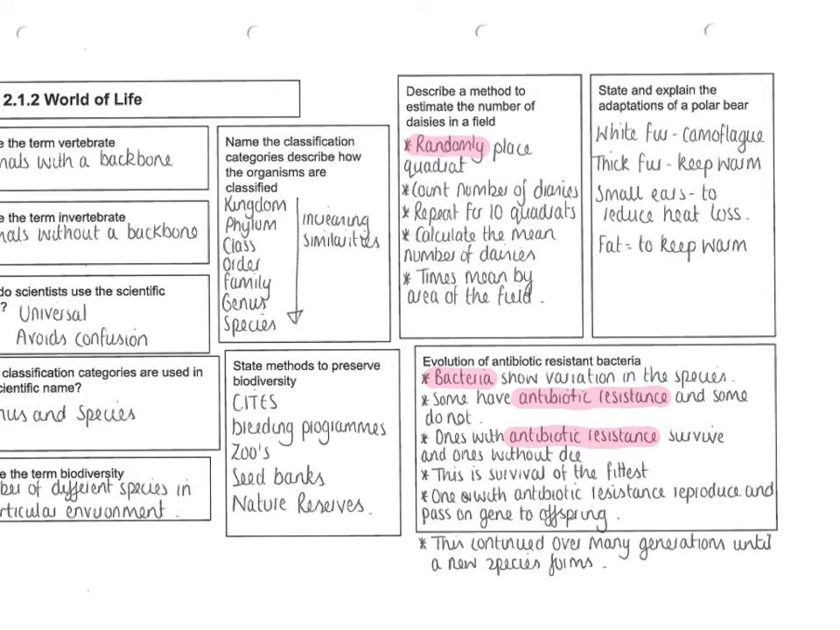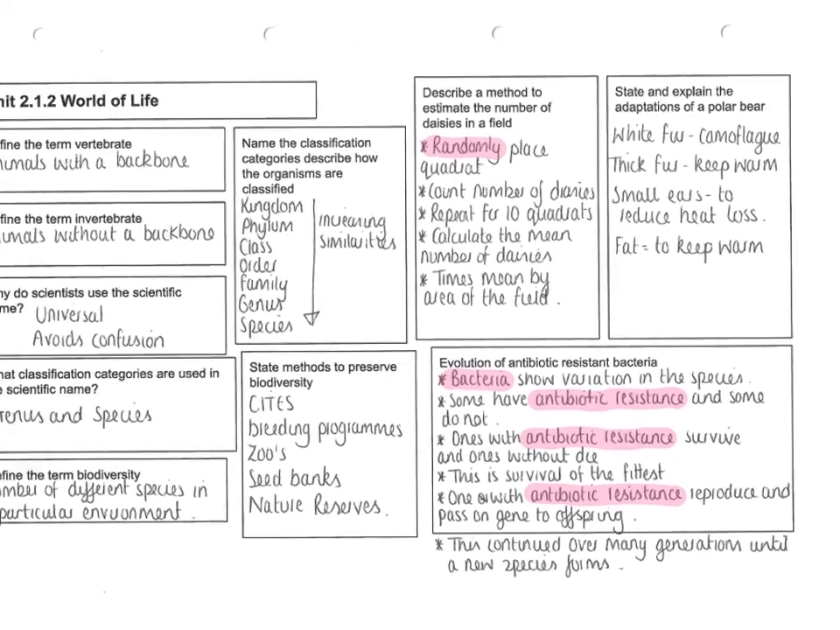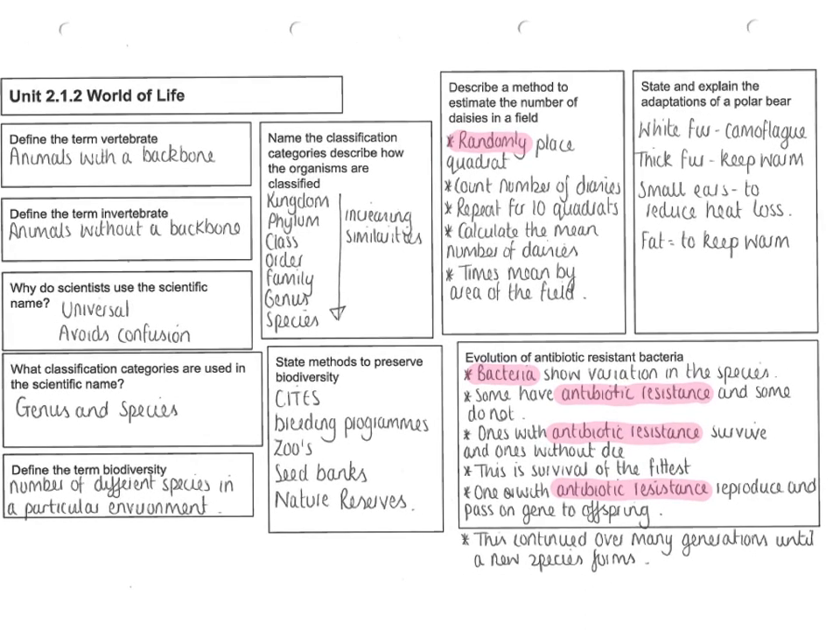This is survival of the fittest. The ones with antibiotic resistance reproduce and pass on the gene to offspring. This continued over many generations until a new species forms. So we can use those 6 sentences over and over again for different organisms. We're just changing those 4 things. And that is the review sheet for 2.1.2.